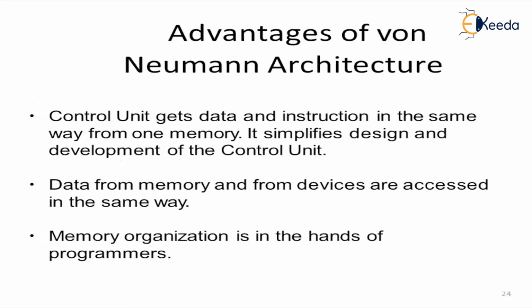Now, what were the advantages of von Neumann architecture? The first advantage: the control unit gets data and instructions in the same way from one memory. It simplifies the design and development of the control unit. So the control unit is more simplified. The other advantage is that it is customizable, and the instructions here are not static. They are dynamic. So you can easily code your instructions to get the desired output and result.